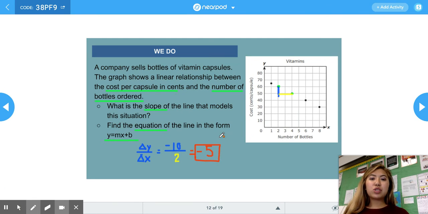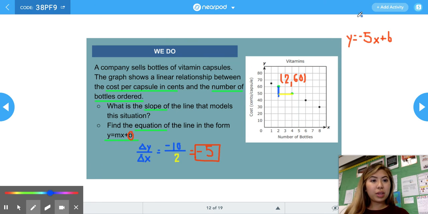Now we have to write our equation in the form y is equal to mx plus b. We don't know what our y-intercept is. We can estimate or guesstimate that it would be around 70, but let's check to make sure. So we write our equation with our slope: y is equal to negative 5x plus b, since we don't know what the y-intercept is. From here, I'm going to choose one of the points, this point right here, 2, 60. I'm going to plug the x and y values into this equation to solve for our y-intercept.